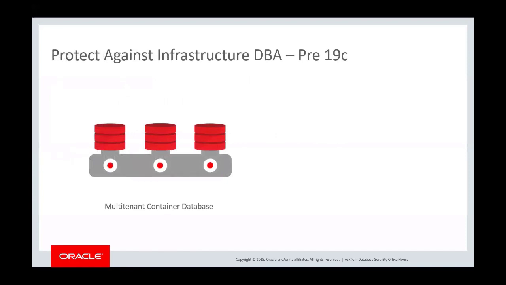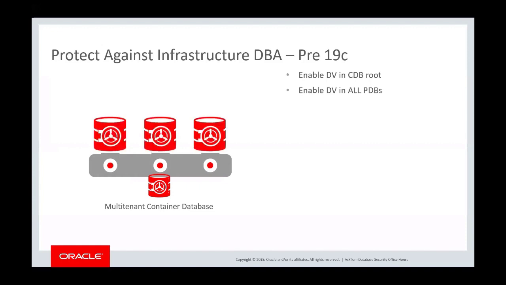So before 19c, how would this be done on multi-tenant architecture? Well, to protect the customer data, you'd have to first enable Database Vault in the CDB root. That's fine. But then all the customers, say 200 customers, have to enable Database Vault in all their PDBs, and they'd have to have control over that, so they would be able to enable and disable and create controls and such on their own PDBs.